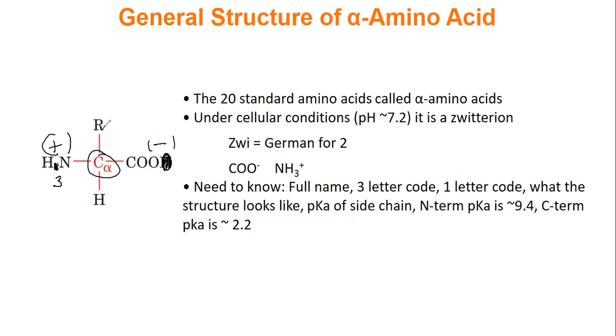This R means anything. And inside the body, there are 20 different R groups that are common. Some people will say 21, but most people agree it's 20. Those are the standard amino acids. And you'll have a hydrogen. Amino acids are what are called zwitterions. Those of you who know German, zwei means two in German. So this is a two-ion compound, which has a positive ion and a negative ion, or cation and anion.